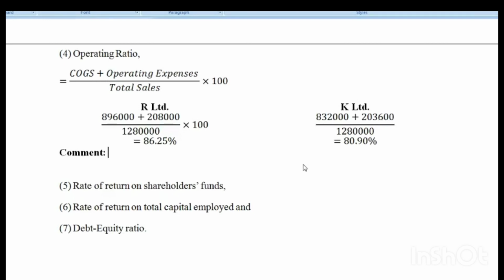R's, and K's is lower, so K is better. R Limited's expense ratio, the total cost ratio, is greater. So K Limited is better than R Limited. Overall, the cost ratio of R Limited is greater than K Limited.